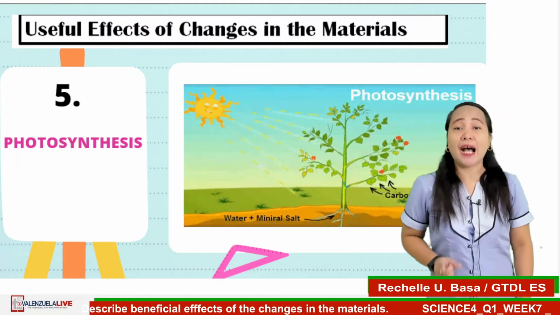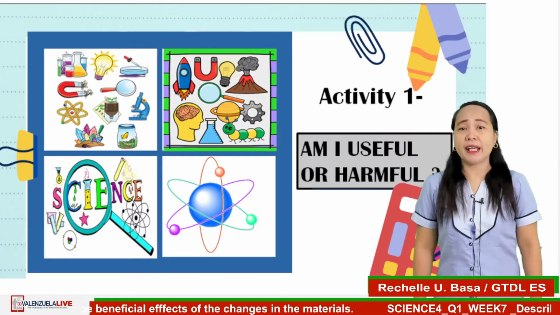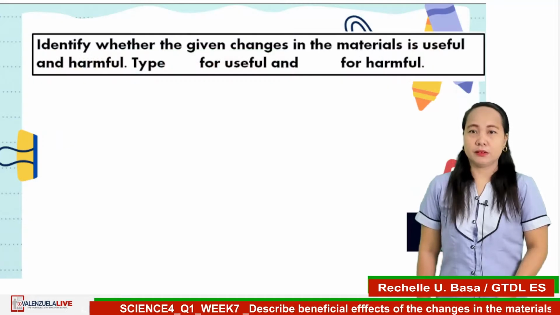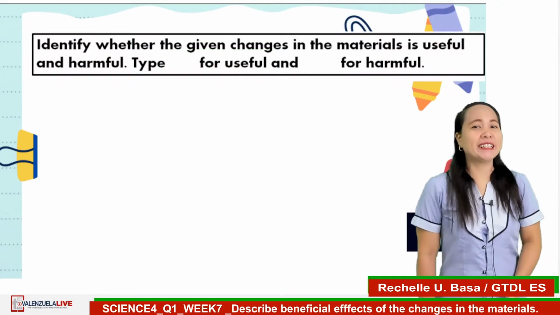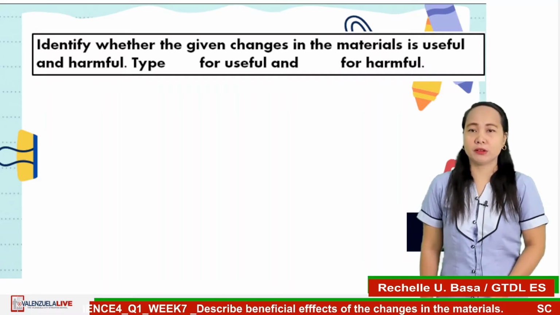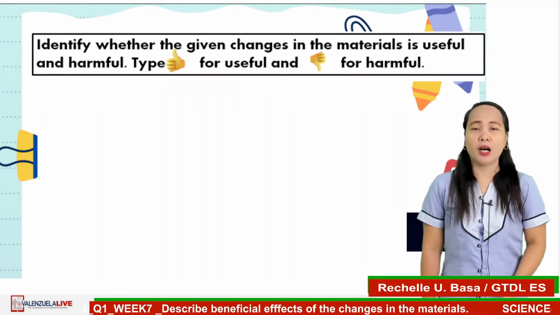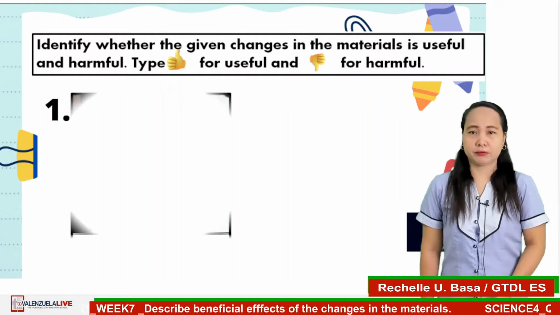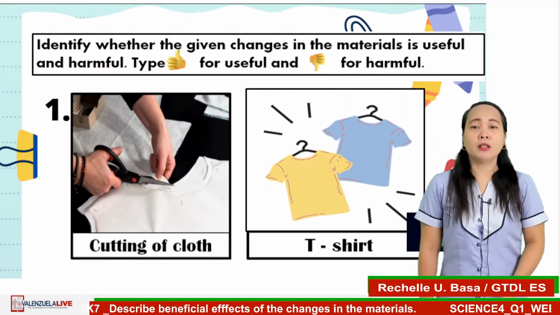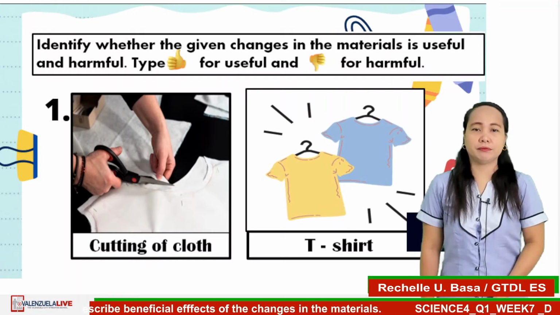To test your understanding, let's have this first activity. This activity is entitled, Am I Useful or Harmful? Identify whether the given change in the material is useful or harmful. Type thumbs up for useful and thumbs down for harmful. Number 1, cutting of cloth for making tea. I give you 10 seconds to answer it.